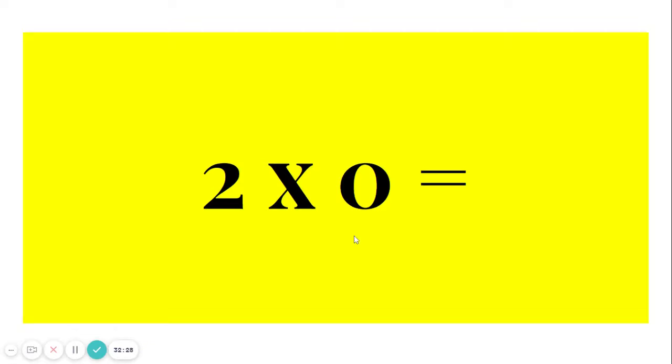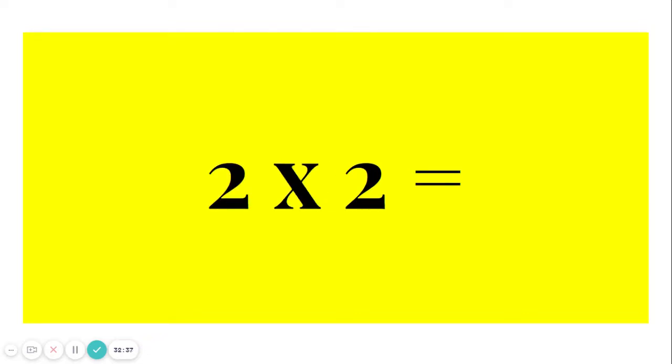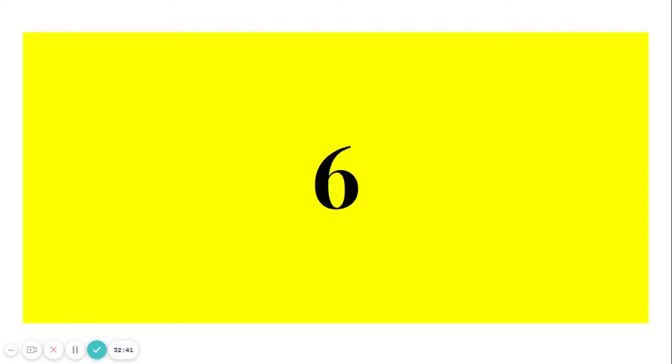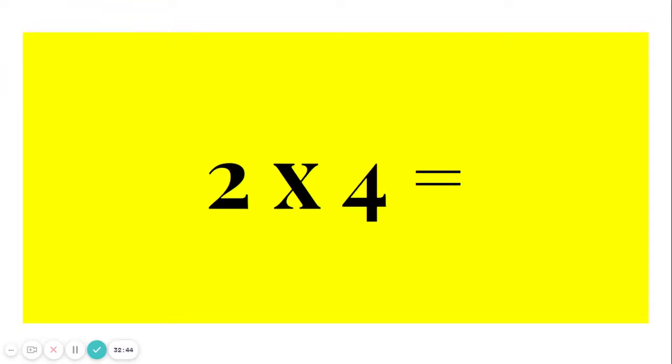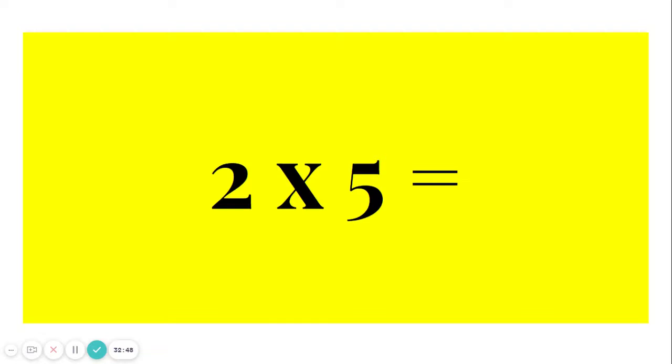So quick practice. 2 times 0 is 0. 2 times 1, 2. 2 times 2, 4. 2 times 3, 6. 2 times 4, 8. 2 times 5. Now flip it around and think about the clock. And if it's on the 2, 5, 10. Or think about 2 5s. 5 and 5 is 10.